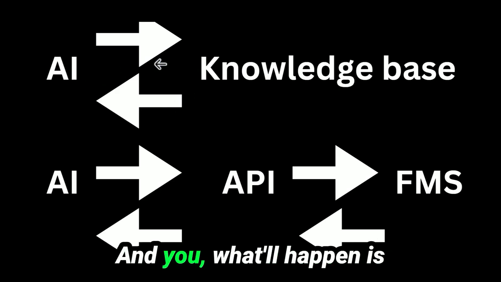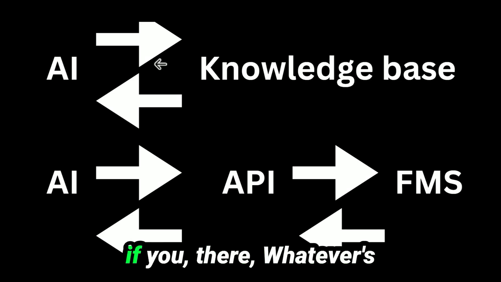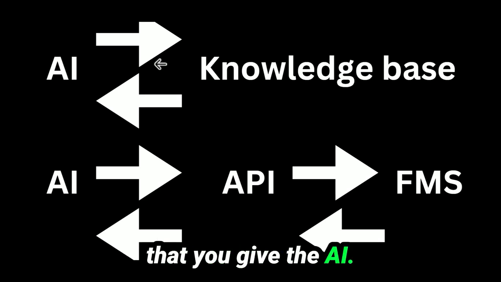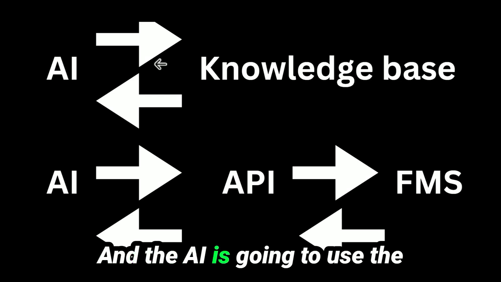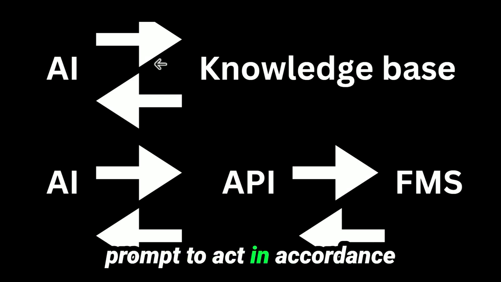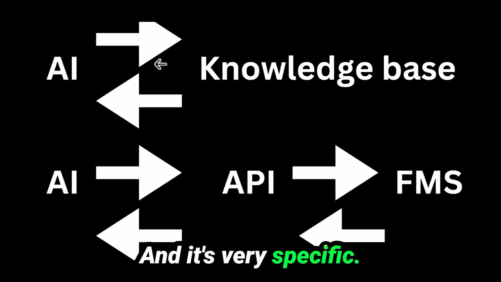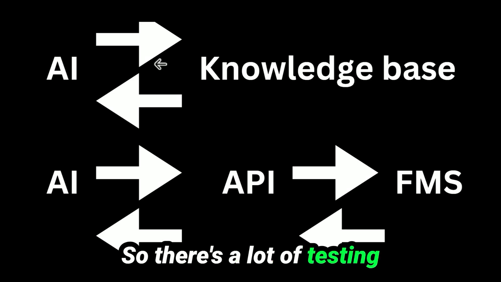Whatever is not in the knowledge base should be in the prompts that you give the AI, and the AI is going to use the prompt to act in accordance with what you want it to do. And it's very specific, so there's a lot of testing that goes into it.